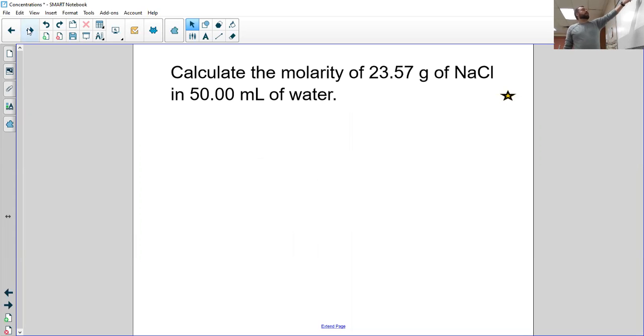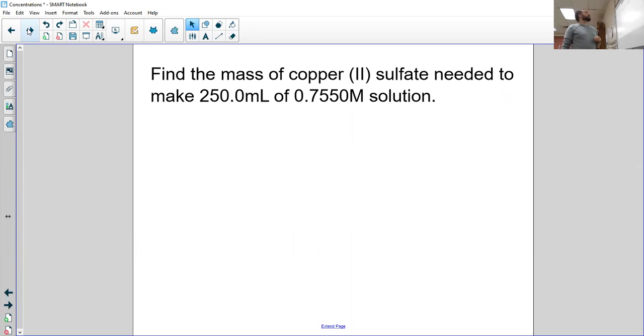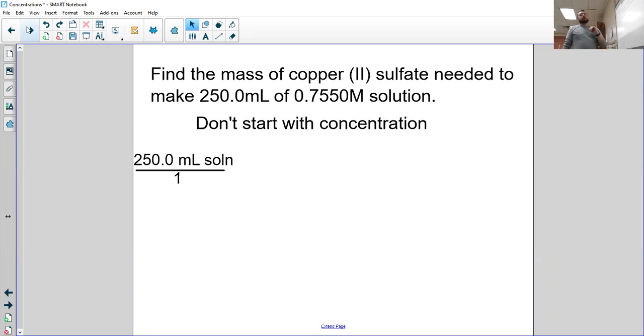So I'll do this one in class together. We're going to go through this one here. So find the mass of copper 2 sulfate needed to make 250.0 milliliters of 0.7550 molar solution. So that capital M, we pronounce that molar. So we want to make sure that we don't start with the concentration. So if we're not starting with the concentration, what else do we have in the equation? Our volume. So 250.0 milliliters of solution over 1.